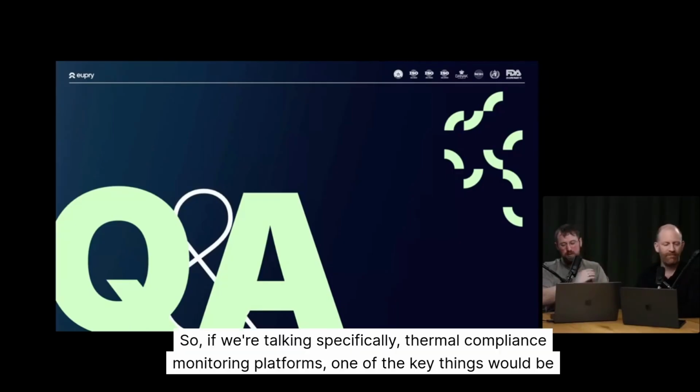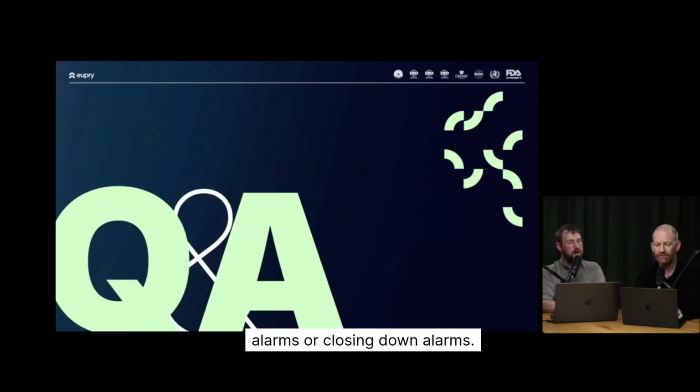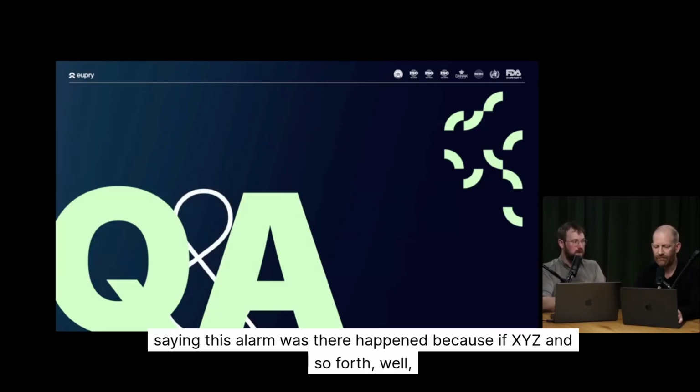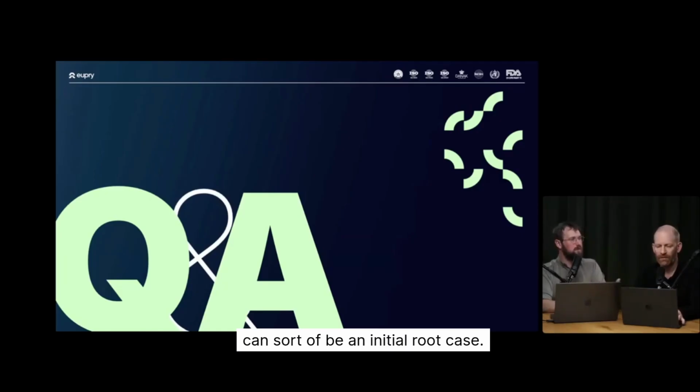So if we're talking specifically thermal compliance monitoring platforms, one of the key things would be your alarm limits, whether you're acknowledging alarms, commenting on alarms or closing down alarms. In our system, as an example, you can do deviation management directly in there, saying this alarm happened because X, Y, Z and so forth. That's a record you're relying on to decide whether you need to do anything more, or it can be an initial root cause.